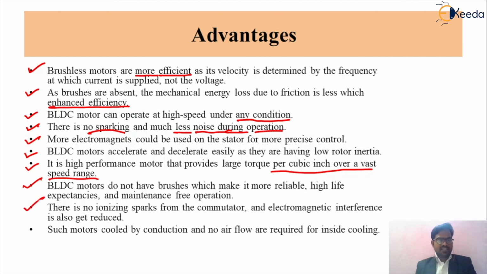Then the next advantage is that there is no ionizing spark from the commutator circuit, because we are using an electronic commutator, and as we know, with an electronic commutator no spark is produced. So obviously the electromagnetic interference is also reduced. That's why we prefer BLDC motor drives.